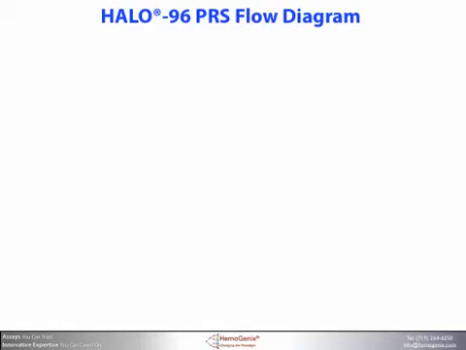The process of establishing reference standards using HALO-96 PRS, and in fact Luminesque 96 PRS, is shown in this flow diagram. First, obtain the primary hematopoietic stem cell source, or the mesenchymal stem cell source. Process the cells to a mononuclear cell fraction to ensure that the red blood cell concentration is about 10% or less.